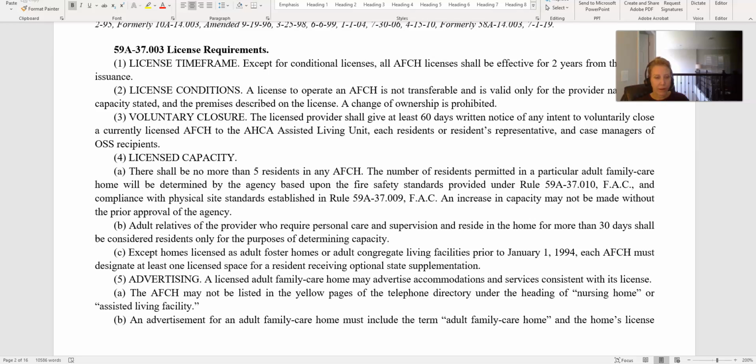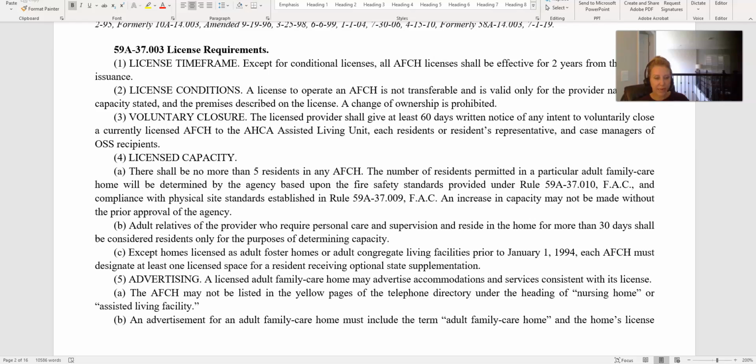B. Adult relatives of the provider who require personal care and supervision and reside in the home for more than 30 days shall be considered residents only for the purpose of determining capacity. C. Except homes licensed as adult foster homes or adult congregate living facilities, each AFCH must designate at least one licensed space for a resident receiving OSS.